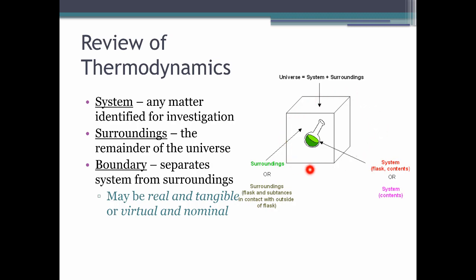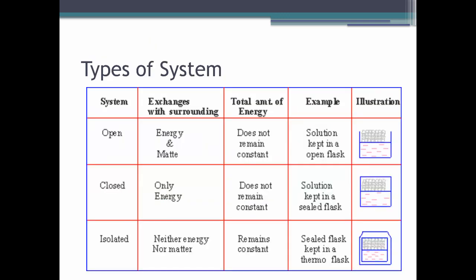So in here you can see, if the box is your universe, the system is the contents of your flask, and the boundary there, which is the real and tangible boundary, can be the walls of your flask, and then the surroundings is the rest of the interior of the box. So we have several types of systems. So we have the open, closed, and isolated systems.